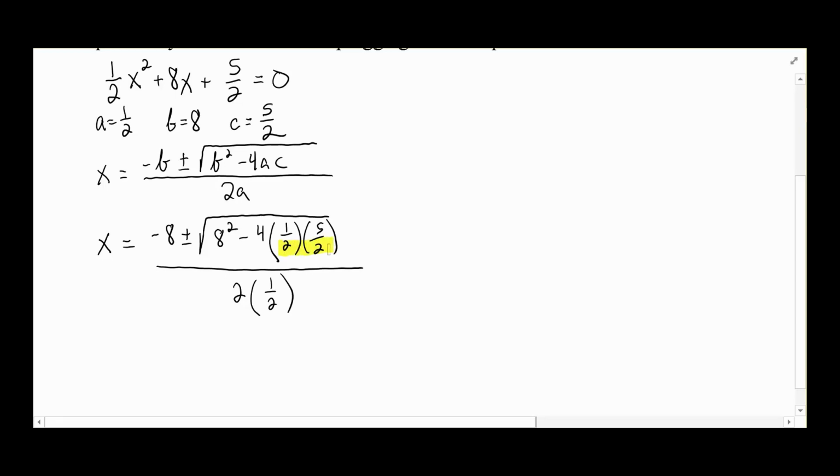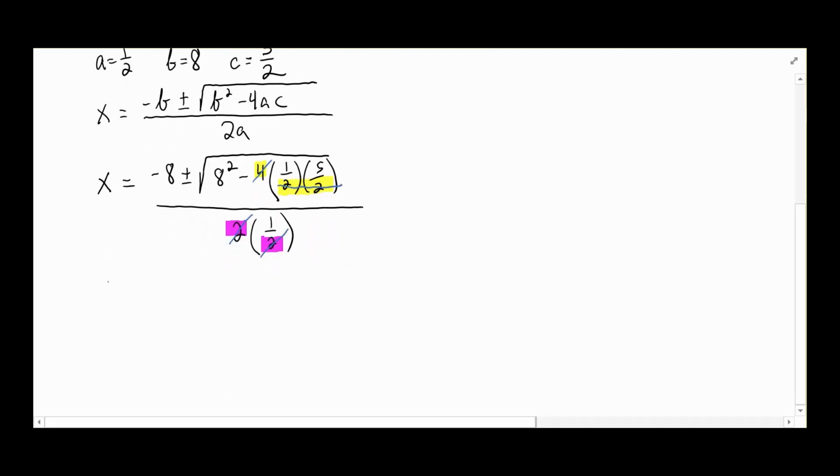What's 2 times 2? It's 4. If I have a 4 in the bottom and a 4 in the top, those things divide out. How about in the bottom? I have a 2 in the bottom and a 2 in the top, those things divide out. So what am I actually left with in this problem?